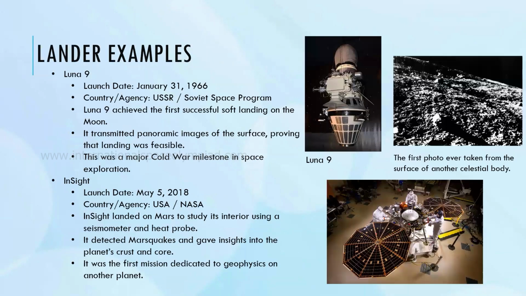For lander examples, Luna 9 is there, from the Soviet space program. Luna 9 is the first successful soft landing on the Moon. And this picture is the first photo ever taken from the surface of another celestial body. You can see the texture. And InSight is another one, on Mars, to study the interior using a seismometer and heat probe, etc. This happened in 2018. So this is another example.